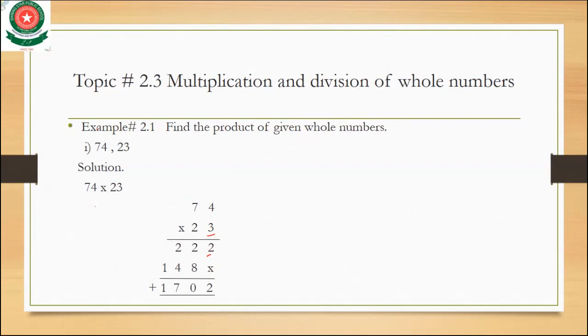When you multiply 3 by 4, 4 3s are 12. 2 comes here and one goes as a carry. Okay class, and then multiply it. 7 3s are 21. First of all, you add 3 with both numbers.